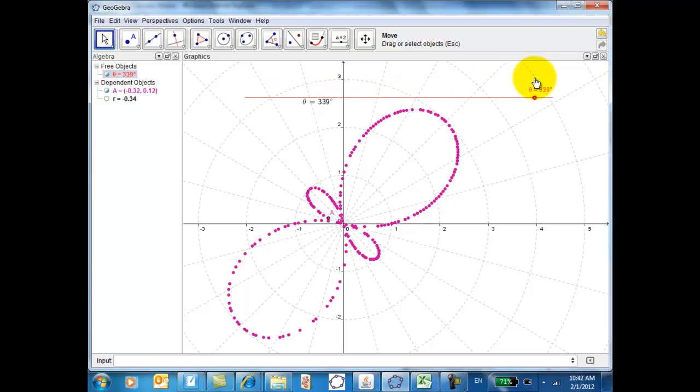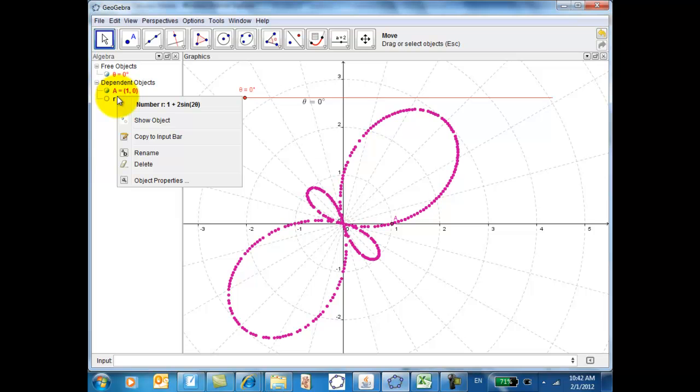Why aren't the petals symmetrical? It now looks like a polar graph. Those two are symmetrical, but these other two aren't. What do we graph? 1 plus 2 sine 2 theta. Because when it dips into the negative, 1 plus 2 sine 2 theta.